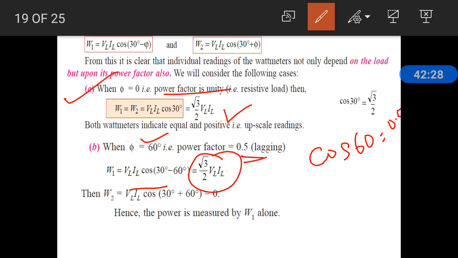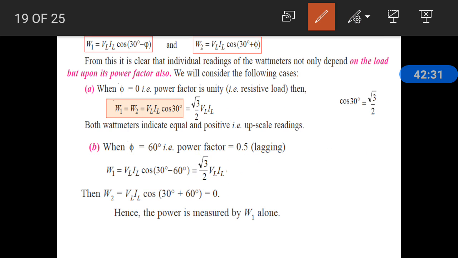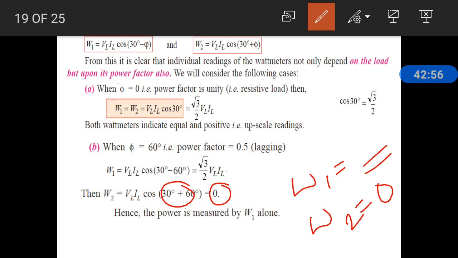It has some value in W1, but in the W2 case, W2 is VL IL cos (30 plus 60). So 30 plus 60 means it becomes 90. So cos 90 is 0. VL IL into cos 90 means VL IL into 0, which means 0 power. So at this condition W1 reads some value and W2 is 0 at power factor 0.5 or phi equal to 60. Only the W1 reading is the total power. W2 reads exactly 0.